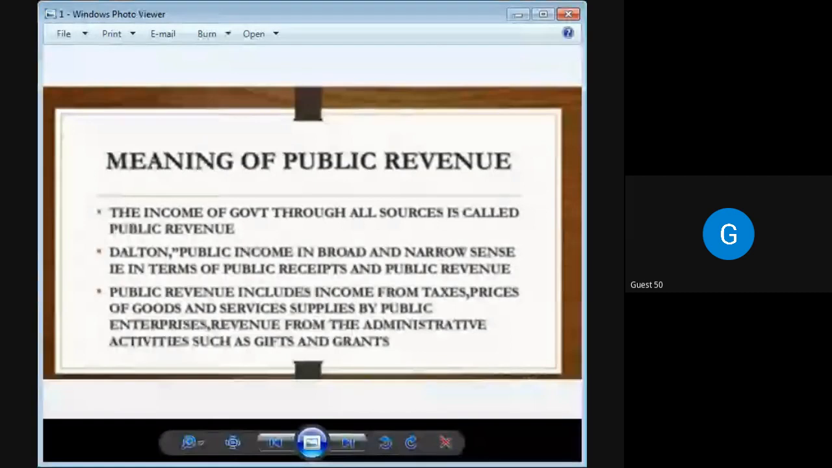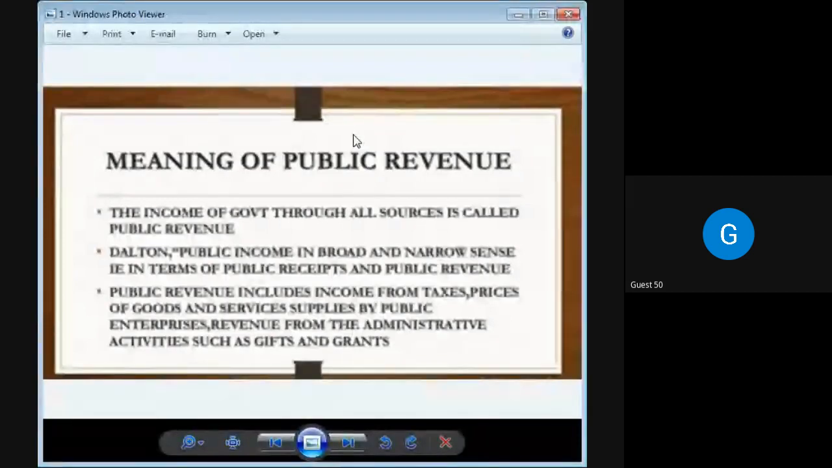Today we will discuss public revenue. So, what is public revenue? Public revenue means the income of the government. Whatever income the government of a country earns through all the sources. What are the sources? We will discuss in the next slides. So, as per the definition, public revenue means the income of the government of a country through all sources. It's called public revenue, right?